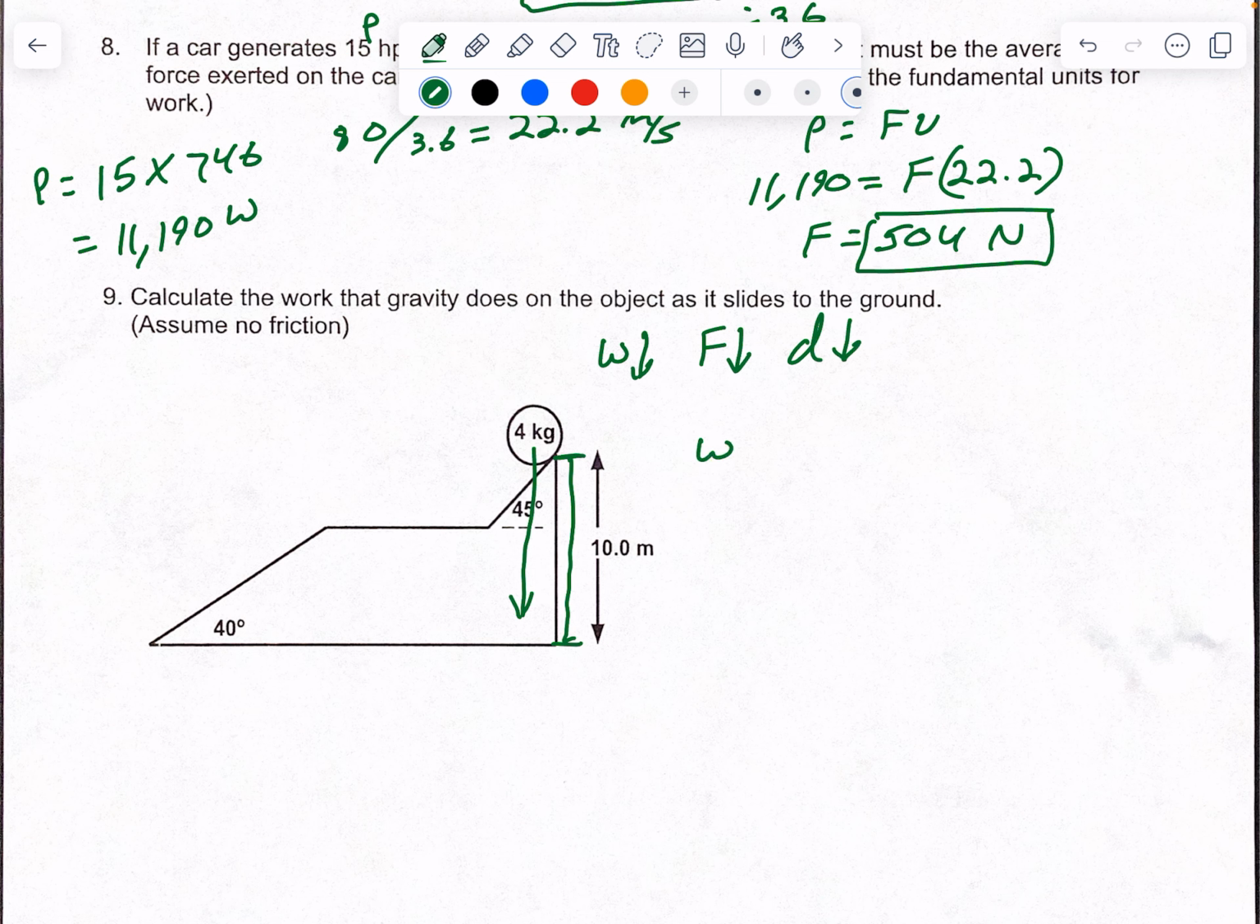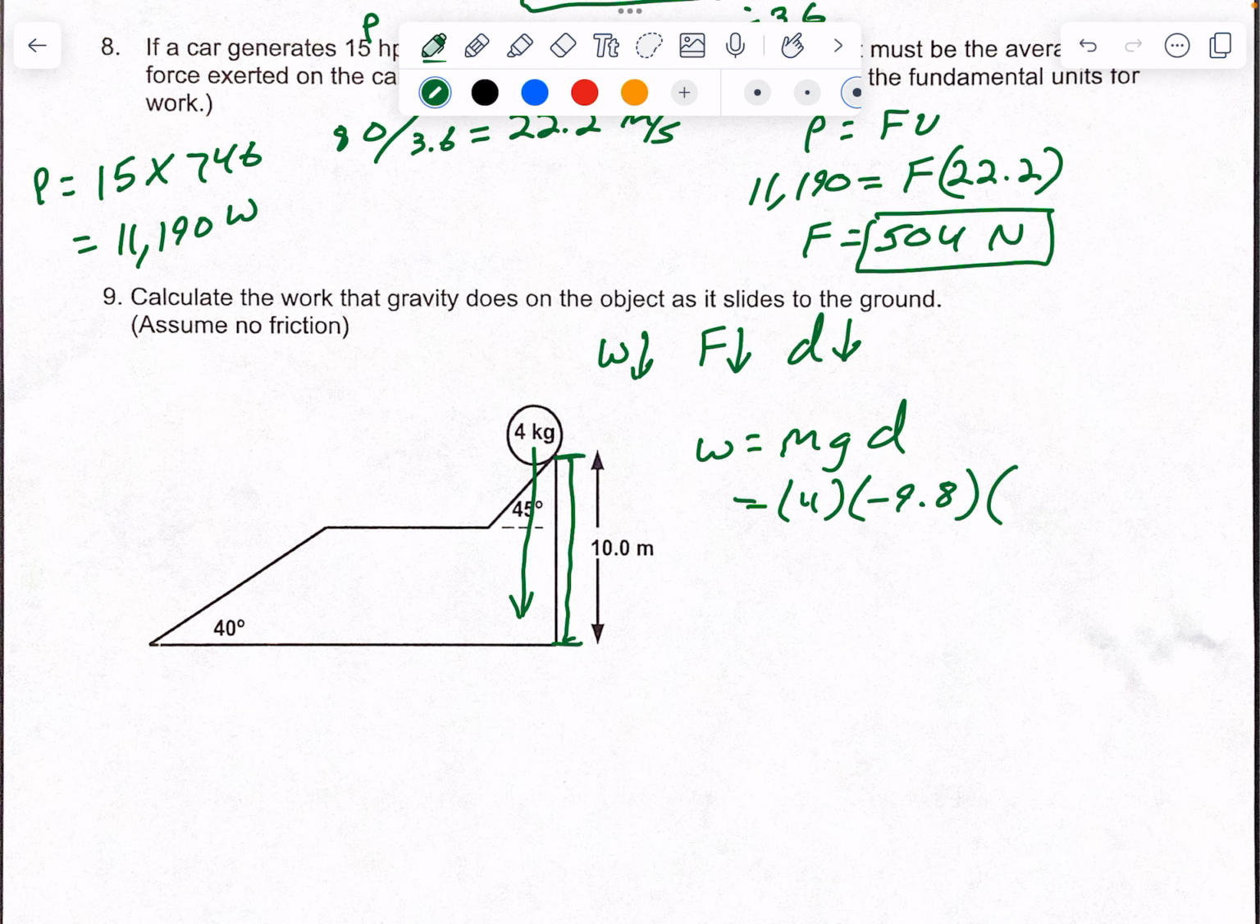So work equals force times distance. Well, I'm talking about gravity here, so it's pulling the object down, so my force would be mass times gravity since I have a mass on the ball. So mass times gravity times distance. So my mass is 4. Now gravity is doing the work, so it's going to be negative 9.8.